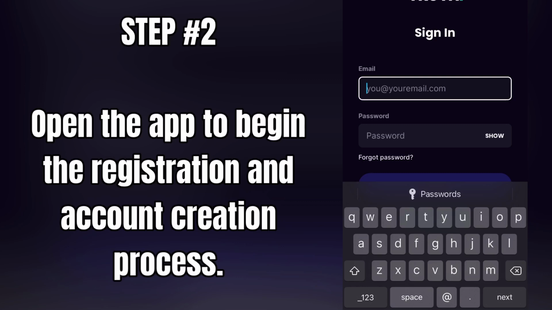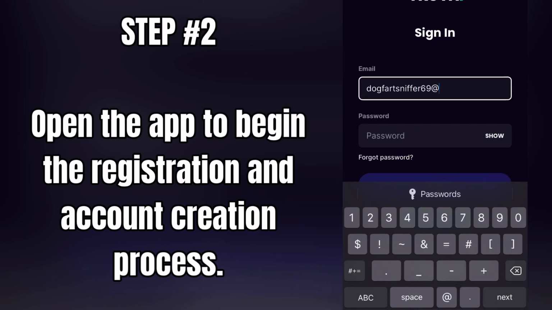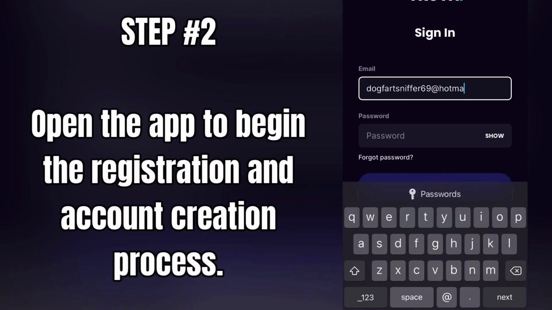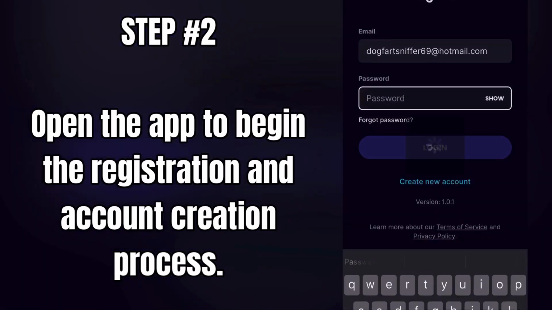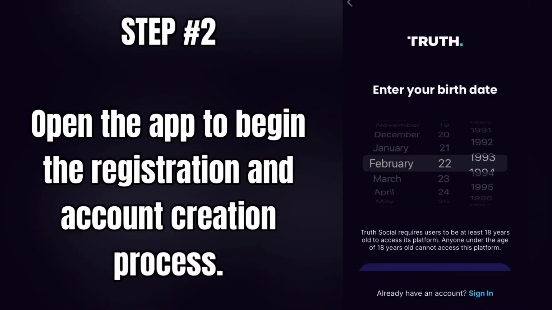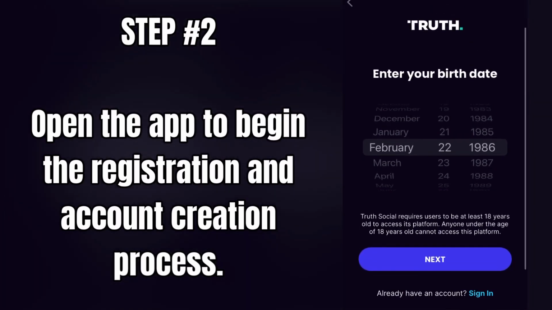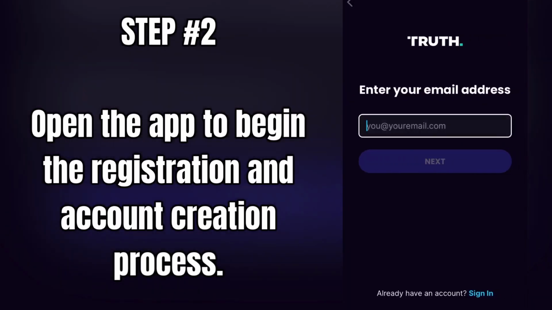Step 2 will happen after you've downloaded the app. You want to open the Truth Social app and begin the registration and account creation process. This should be rather self-explanatory. Go ahead, put in your email, create your password, then you're going to continue. Similar to most any other app that you've ever registered for, any other social network you've ever registered for. At this point in the process, it seems like everything is clean and ready to go. And yes, they do want your birth date. Enter in your birth date or maybe any birth date that you like.